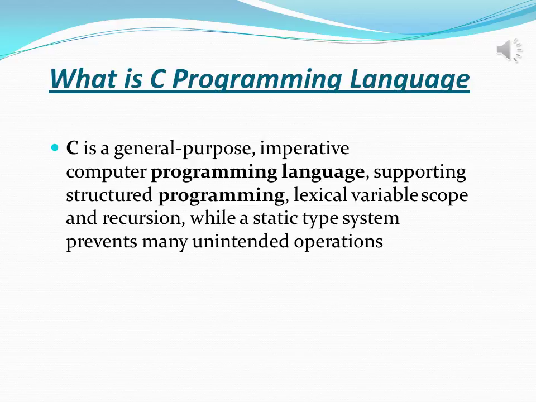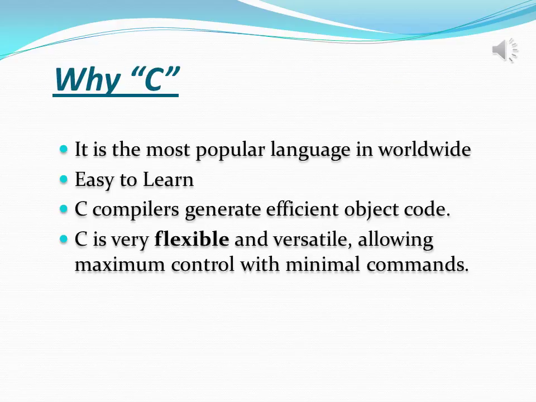What is C programming language? C is a general-purpose, imperative computer programming language, supporting structured programming, lexical variable scope and recursion, while a static type system prevents unintended operations. Why C? It is the most popular language worldwide.